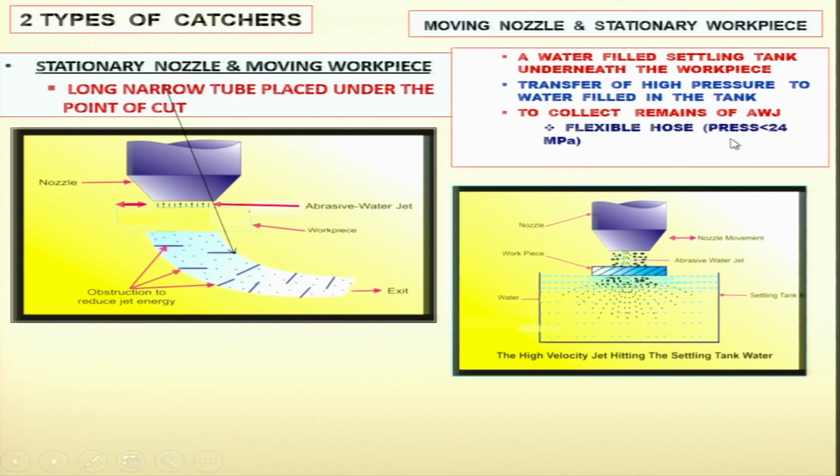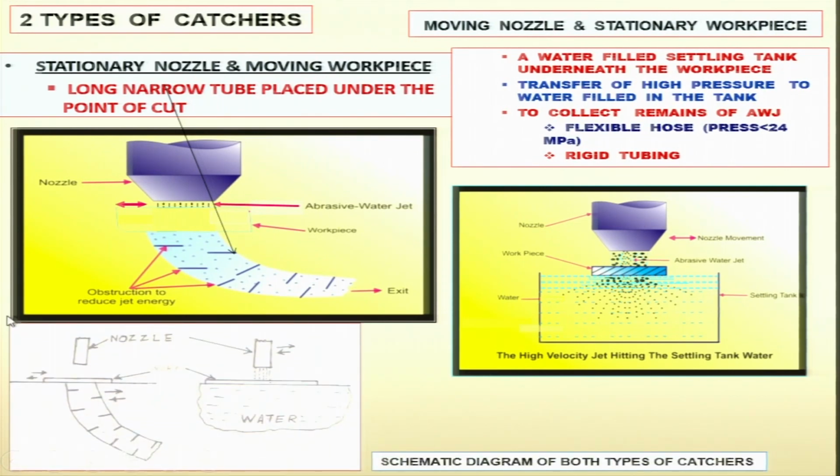To collect the remains of abrasive water jet, there is a flexible hose. Pressure is less than 24 megapascal. That hose is not shown over here. And there is a rigid tubing through which you remove these remains from the tank. Now this is the simple schematic view. This is the nozzle, this is the workpiece, and this is the obstruction to reduce the energy, and this is the exit over here.